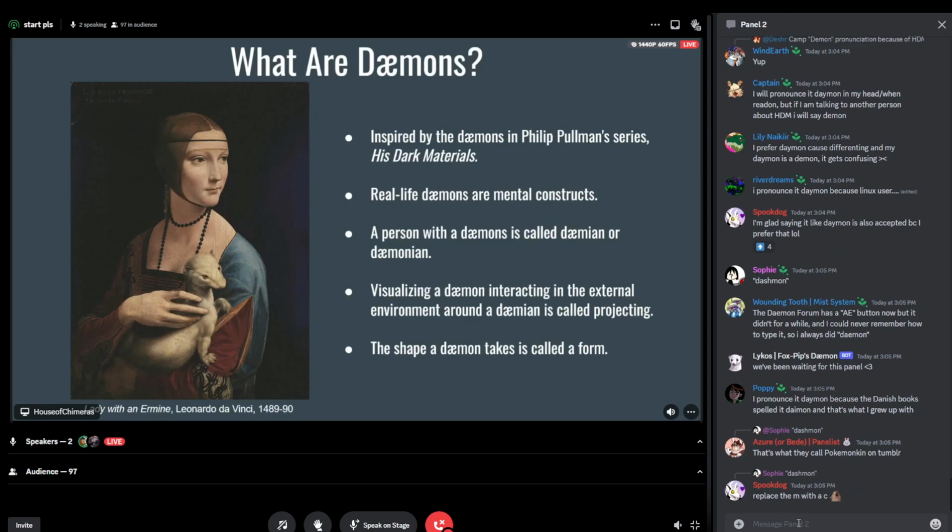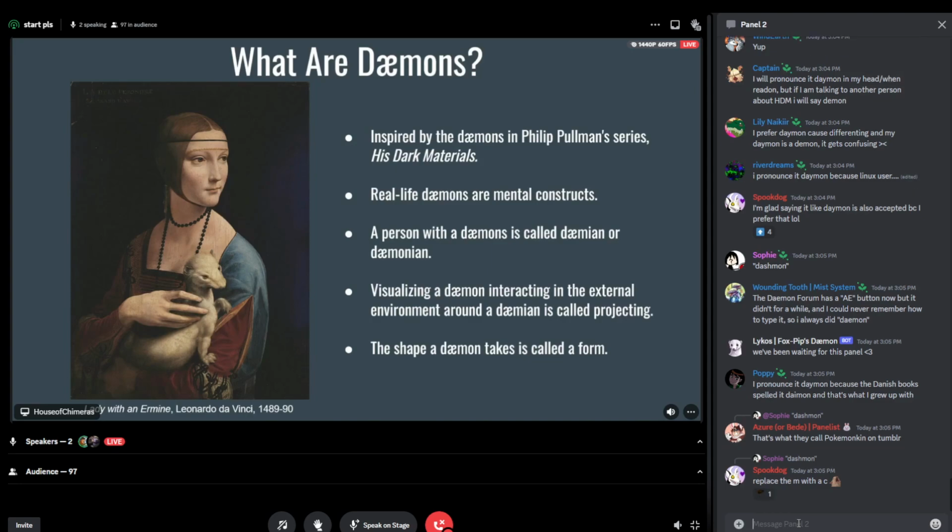I've never actually heard that used, but we have seen people say that that's another word. How people exactly view a daemon varies within the community. Some people consider their daemons to be just very elaborate imaginary friends.